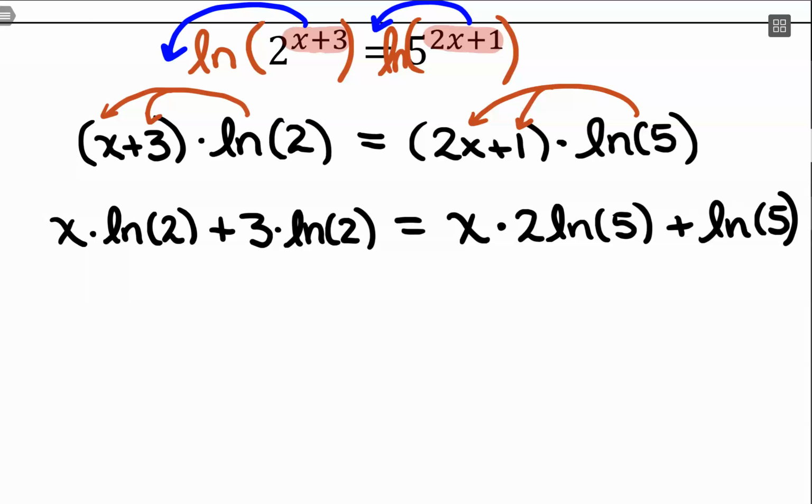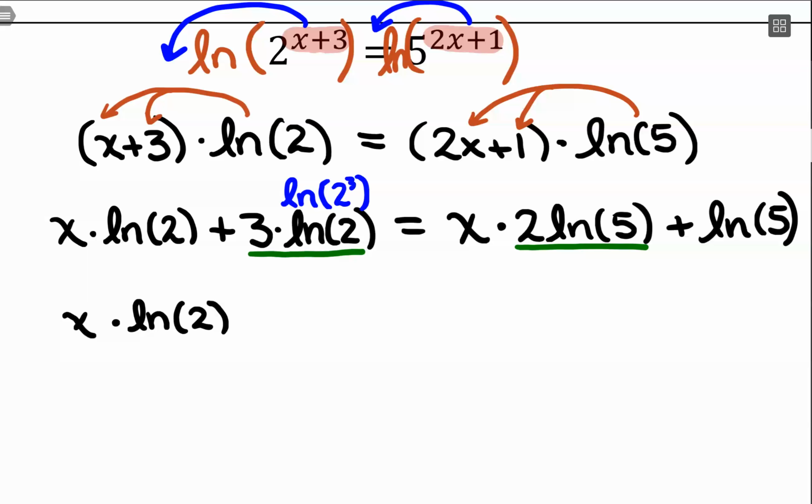Then I'm going to take a moment to condense things a bit, moving any values multiplying with our logarithm outside to being an exponent. So I'll still have this x times natural log of 2, but where I have this 3 natural log of 2, this would be the same thing as natural log of 2 to the 3rd power. So I'm going to change that to natural log of 8.